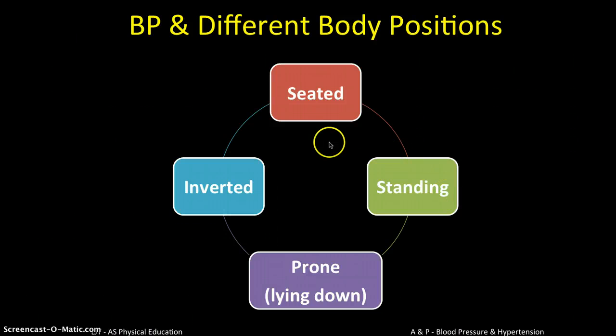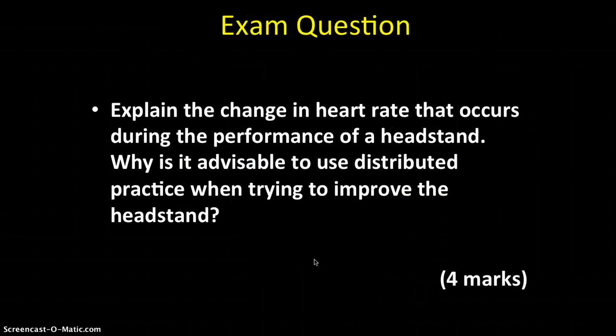Just be mindful that blood pressure might change depending on your body position. If you're seated, it will be moderate. If you're prone or lying down, it should be quite low because your cardiac output will be quite low. You're not having to work as hard against gravity like you do when you're standing up. And actually, if you're inverted, for example in a handstand, blood easily returns to your heart, so it's almost an advantage, really. So I would expect blood pressure for standing to be higher, seated to be middle, prone to be least. Have a little look at this.